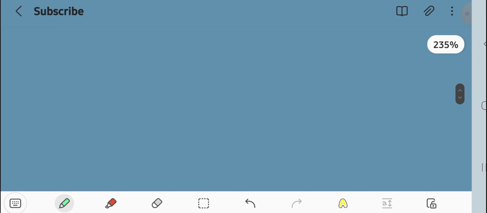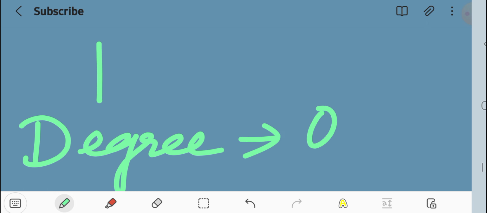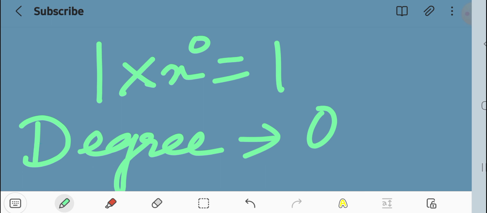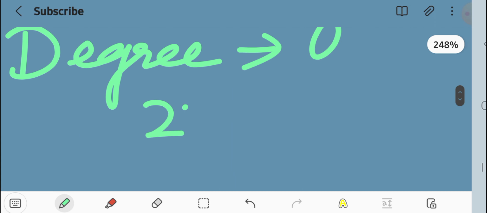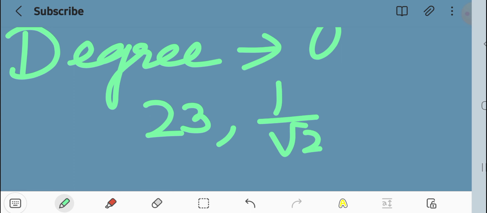So what is the degree of 1? It's 0. See, 1 into 1 is also 1. We know, according to the laws of exponents, x power 0 is also 1. That is 1 times x power 0. So what is the degree? It is 0. That's why the answer is 0. Don't get confused. Let it be any number, 23, 1 by root 2, any number. It is just 0.